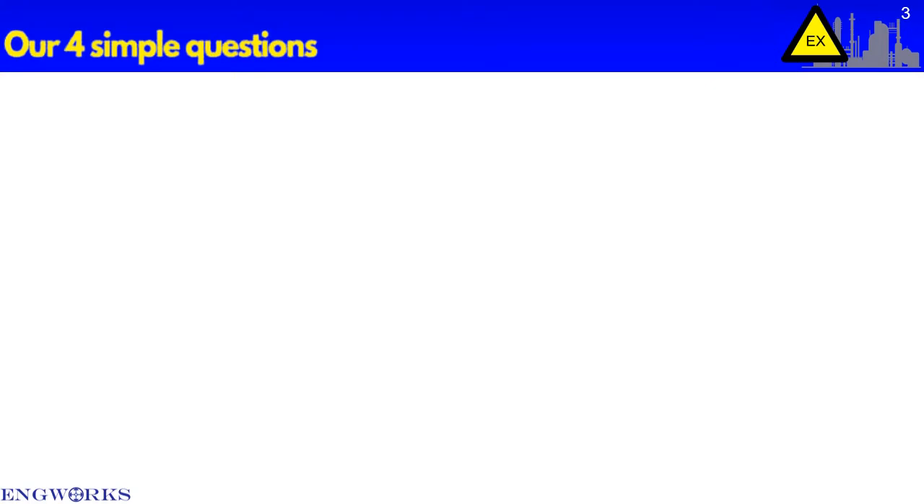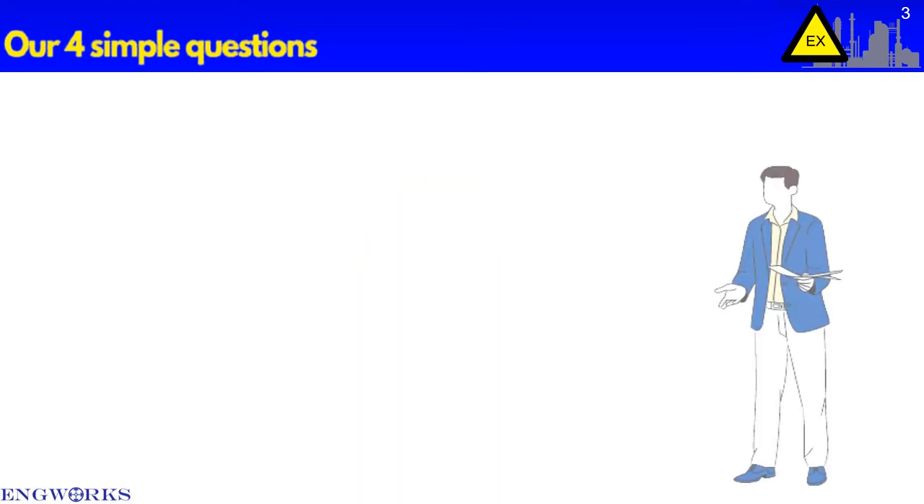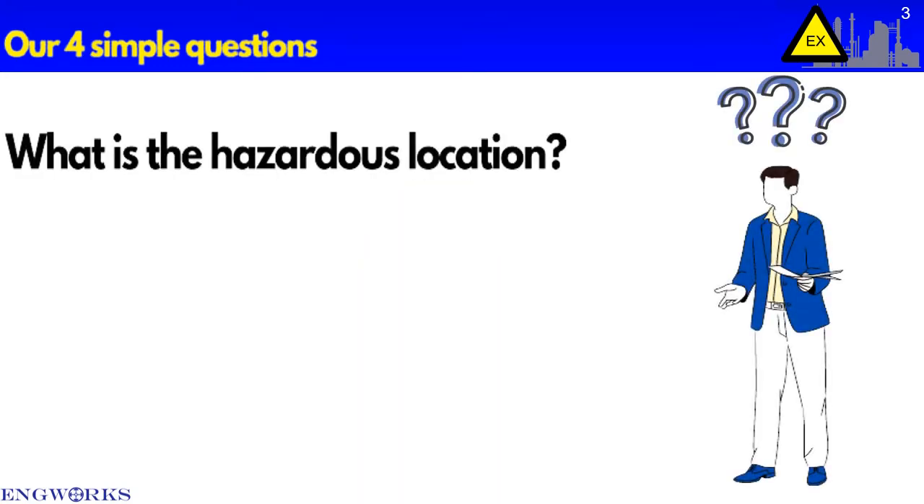To determine if we can install any equipment in a hazardous location, we need to ask 4 simple questions. The first question: what is the hazardous location? And what are the key parameters of the hazardous location? Different hazardous locations will have different requirements. Those requirements are what we need to know before we can begin.